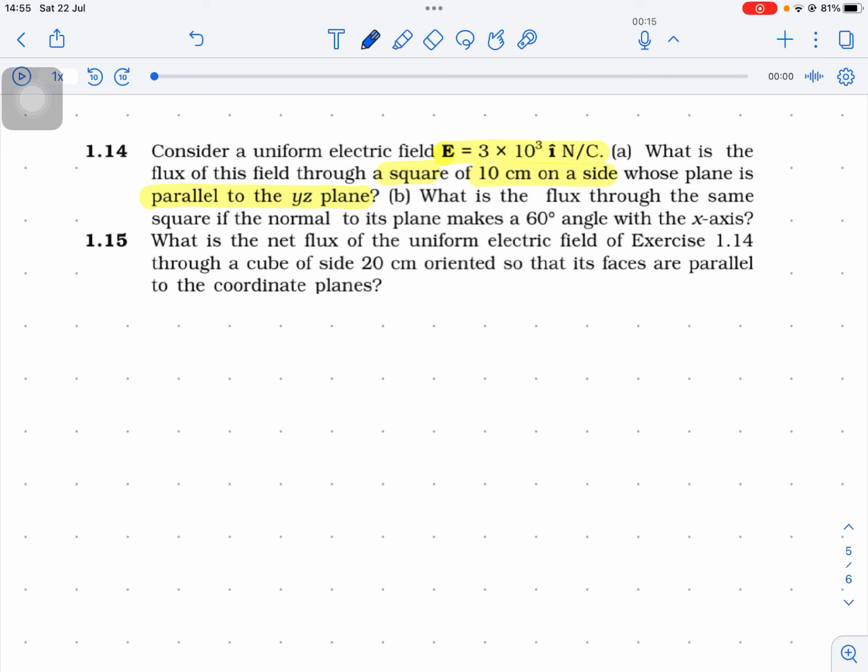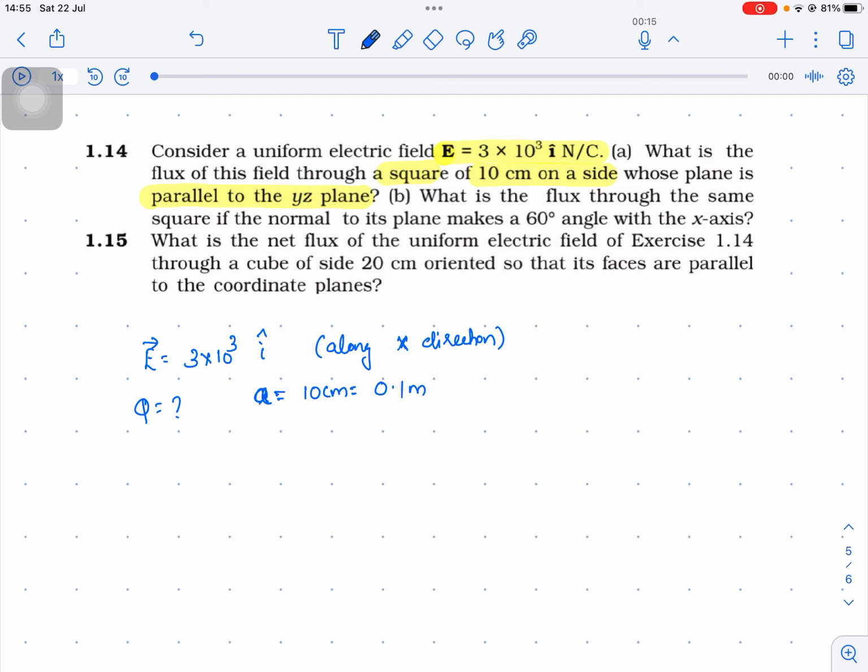We are given the electric field E, which is equal to 3 into 10 to the power 3 i cap. That shows that this is a vector, and i cap is just to indicate along x direction. Now we have to find the value of flux through a square of 10 centimeter side. So the side length of the square, which is represented by small letter a, is 10 centimeter, or you can write it as 0.1 meters.